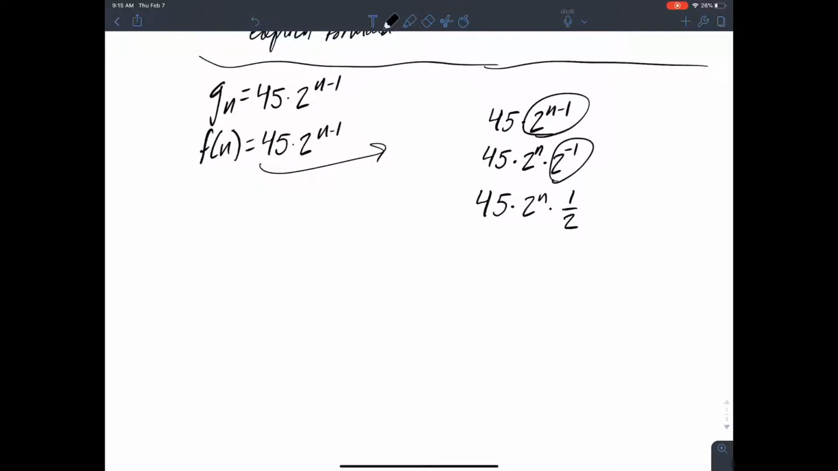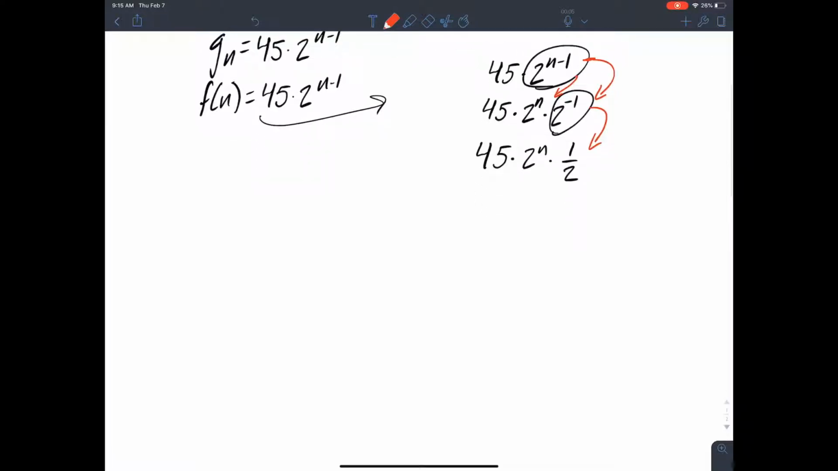Again, I did nothing special. All I did was to show you: I focused here, I rewrote it here and here, and then I focused just on the 2 to the negative 1 and rewrote it as 1 over 2. Now, as you know, I can rearrange these, right?